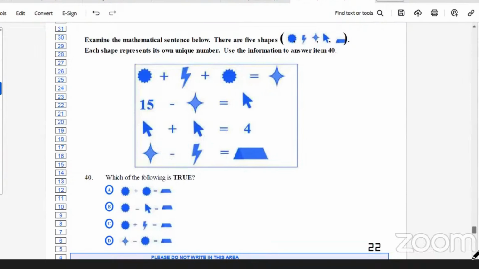Okay, so it says examine the mathematical sentence below. There are 5 shapes. Each shape represents its own unique number. Use the information to answer item 40. All right, so let's say a sun and the lightning bolt and maybe like a diamond for that shape. All right, and then we have the arrow. Okay, so they want us to find out which one of these statements would be true.